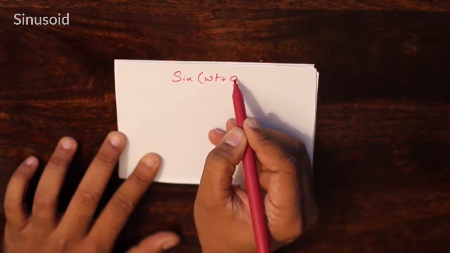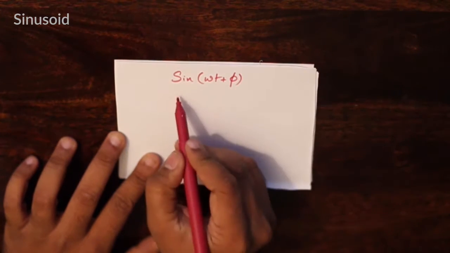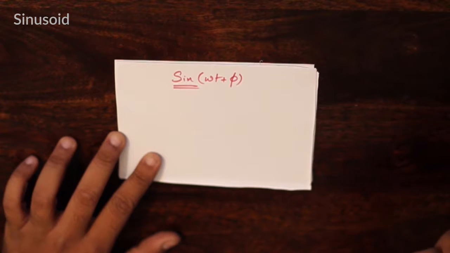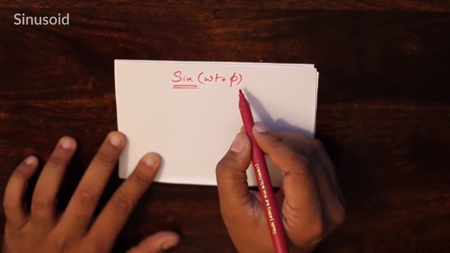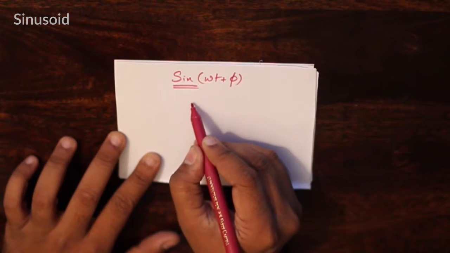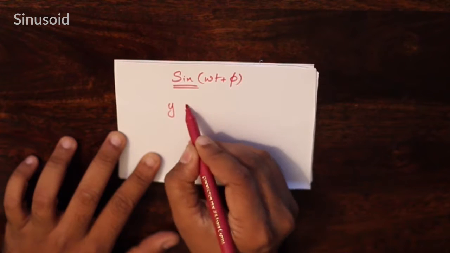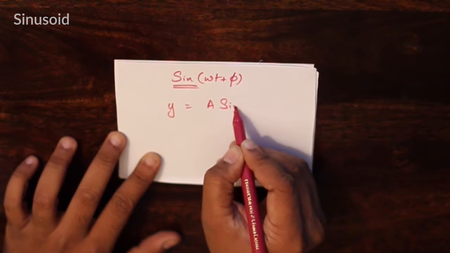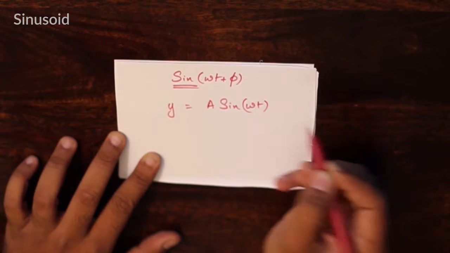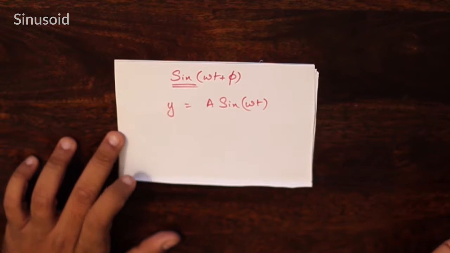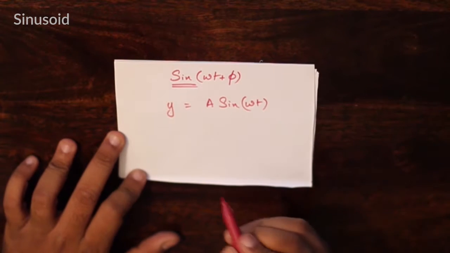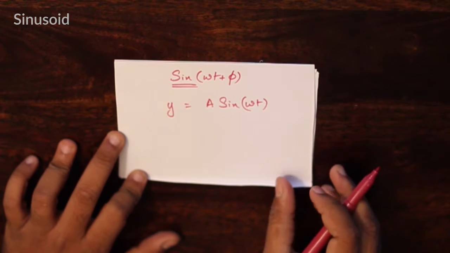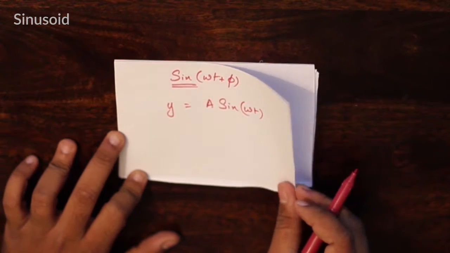Sine omega t plus phi. What does the sign indicate? For a while, let's just look at a situation where phi is 0. So let's take, say, y is equal to a sine omega t. What happens here? For this, let us draw the sine curve. Let us see what a sine omega t looks like.